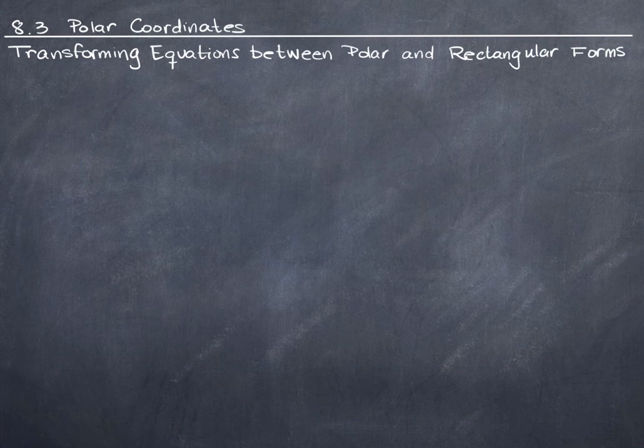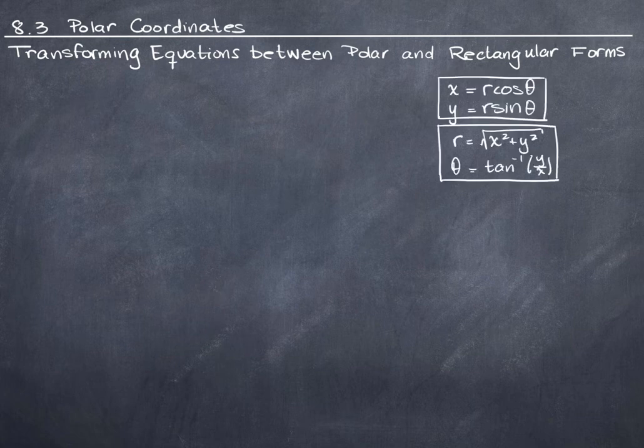We can use techniques similar to those in the previous two videos to turn not just coordinates, but whole equations into polar form if they're given in Cartesian form, or Cartesian form if they're given in polar form. So let's take an equation given in Cartesian form and convert it to polar form. I'll start by reminding us of our formulas.